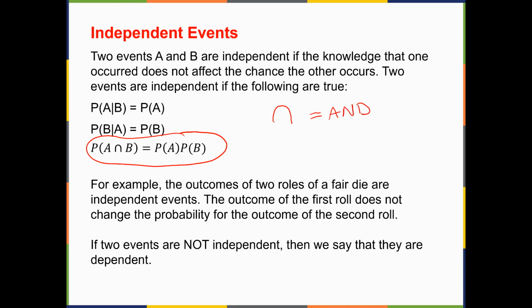And if we want to know the probability both A and B occurred, it's the same as the probability of A times the probability of B. So for example, the outcome of two rolls of a fair die are independent events. The outcome of the first roll does not change the probability for the outcome of the second roll. If two events are not independent, we say they are dependent.